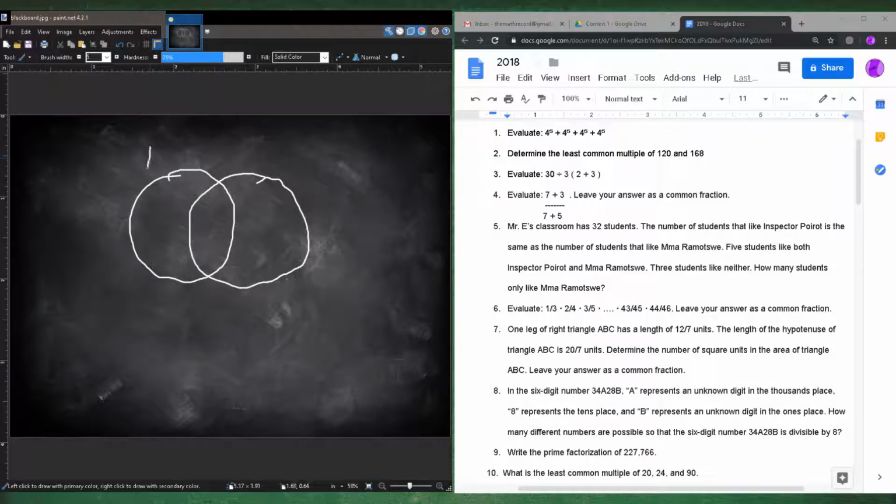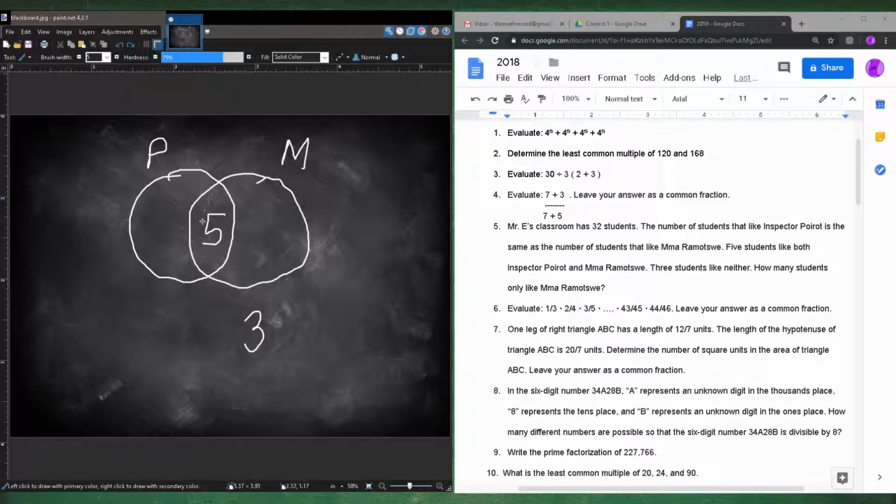So we have Inspector Pera, which we'll just label as P, and the other name, which we'll just label with M. Okay. So there's 32 students, and it said right here that 3 like neither. So we have 3 outside. And they said 5 students like both. So 5 is in the middle, right? And then they said the number of students who like Inspector Pira is the same as the students who like that other name. So this circle is the same as this circle. I'm sorry if I couldn't retrace over it perfectly, but basically that's your general idea.